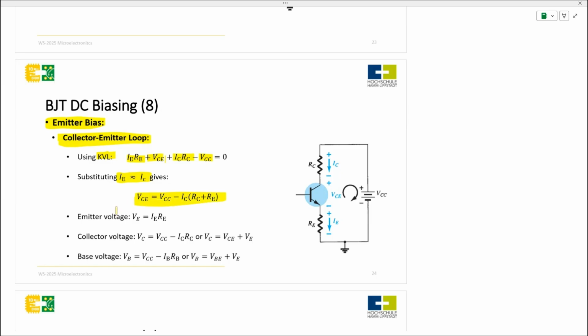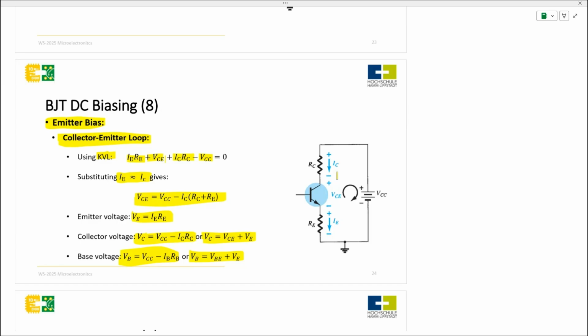And based on this equation, we know that the emitter voltage is VE equal IERE. VC equal VCC minus RCIC, or VC equal VCE plus VE. And we know what VE is. And the base voltage is as follows: VB equal VCC minus IBRB, or VB equal VBE plus VE.